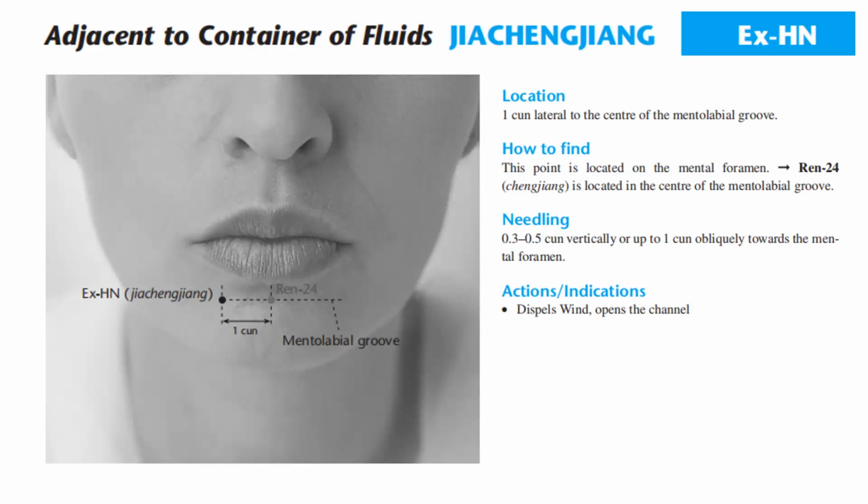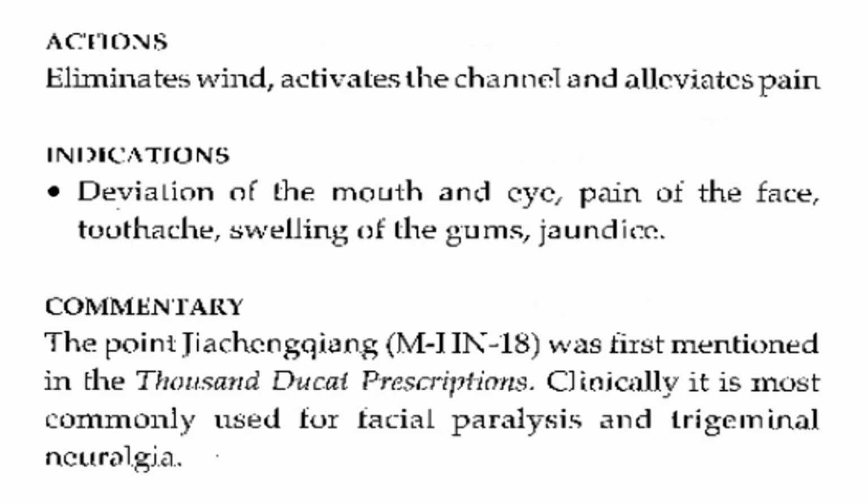Actions, indications: dispels wind, opens the channel. Actions: eliminates wind, activates the channel, and alleviates pain. Indications: deviation of the mouth and eye, pain of the face, toothache, swelling of the gums, jaundice. Commentary: the point Jiachengjiang was first mentioned in the 1,000 Ducat Prescription. Clinically, it is most commonly used for facial paralysis and trigeminal neuralgia.